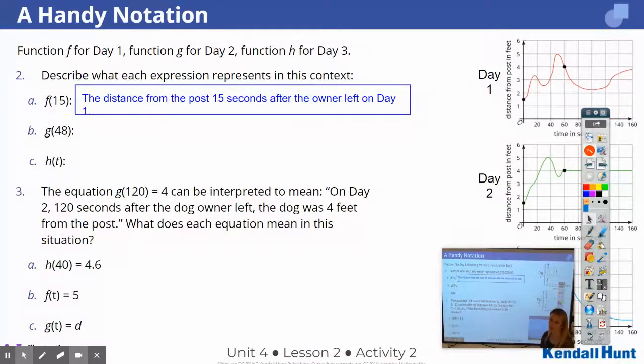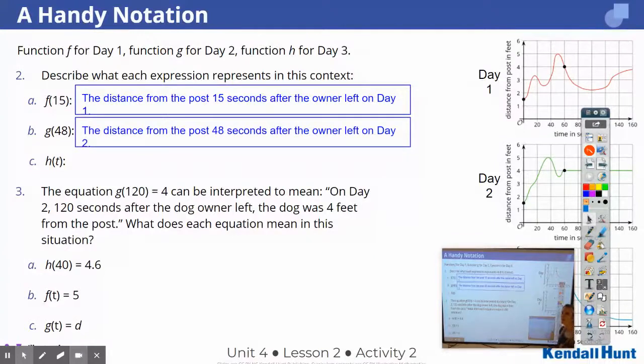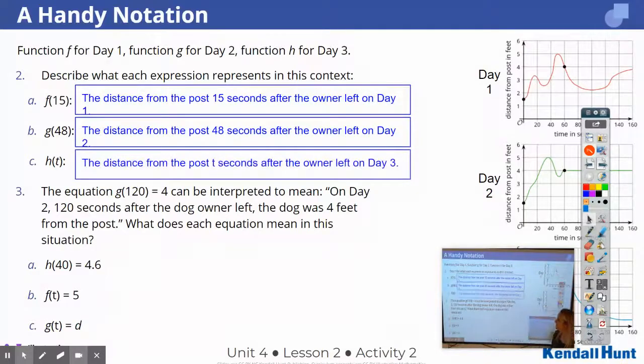Okay, see if you can figure out g of 48. All right, g of 48 would be on day 2 instead of day 1, so it's the distance from the post 48 seconds after the owner left on day 2. And h of t would be the distance from the post t seconds after the owner left on day 3.